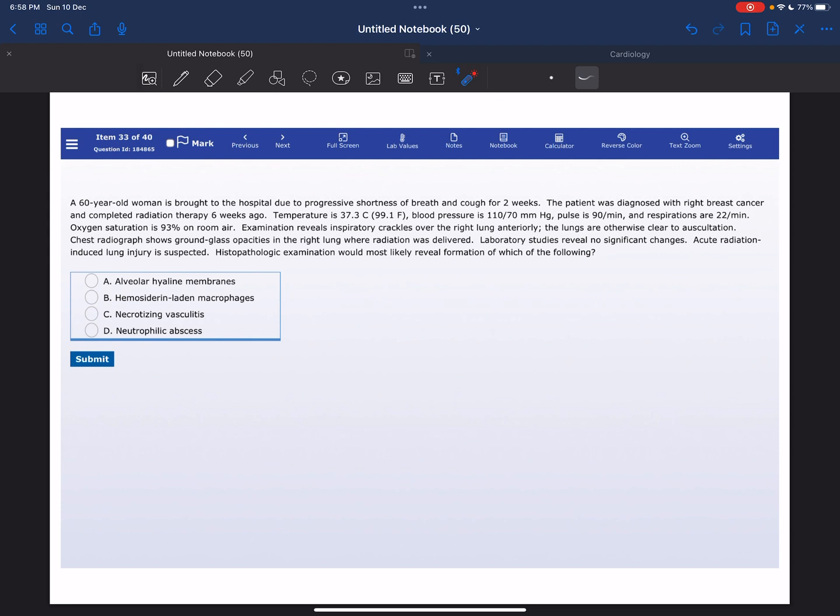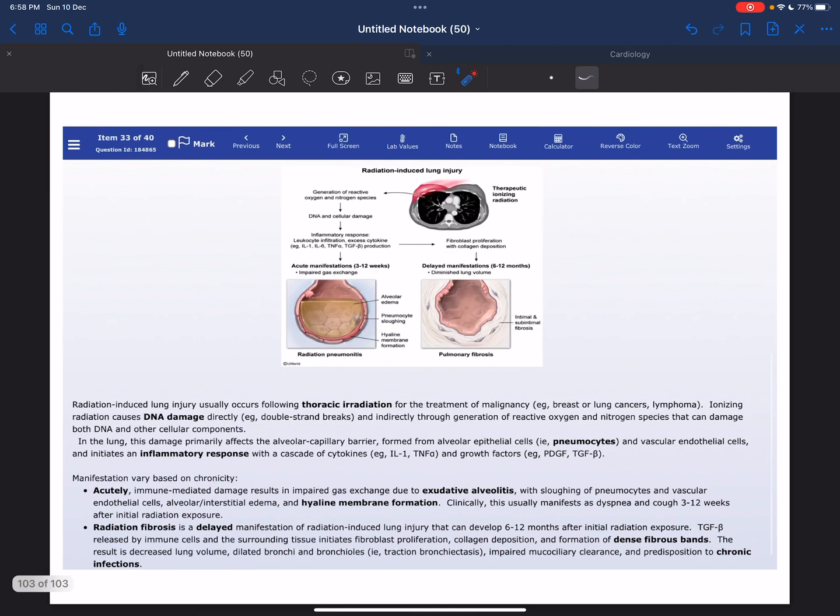The correct answer here is the alveolar hyaline membrane, because radiation-induced lung injury typically occurs following thoracic irradiation, for example for breast cancer, which damages the pneumocytes and vascular endothelial cells and initiates an inflammatory response by interleukin-1, tumor necrosis factor alpha, and TGF-beta. This immune response can have both acute effects, such as exudative alveolitis and hyaline membrane formation, and delayed effects, such as dense fibrosis. It typically manifests with cough and dyspnea.